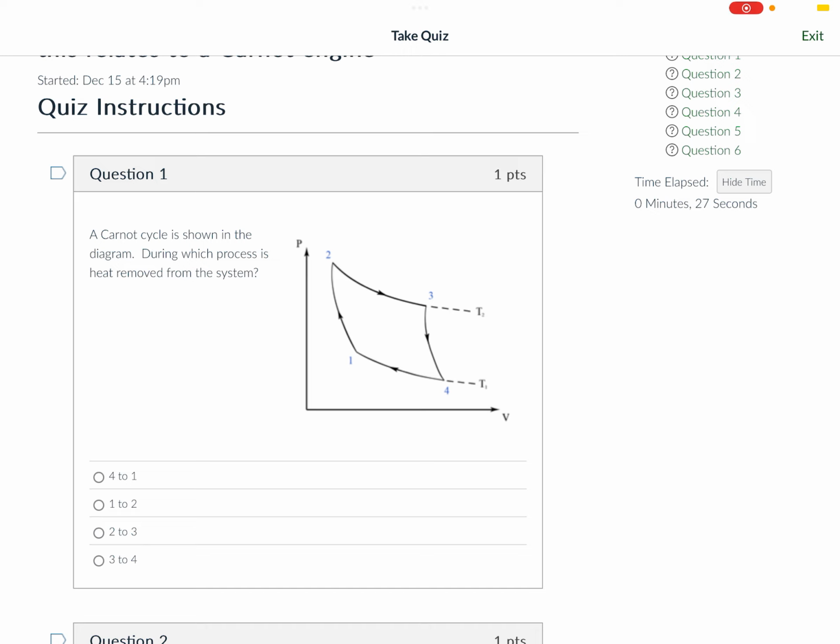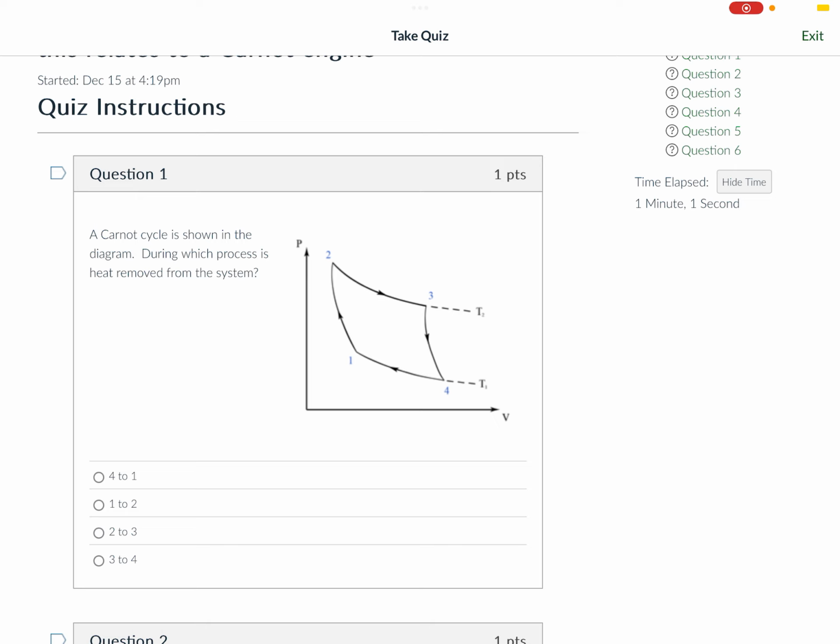So remember, Carnot cycles have four parts. Two of the parts are your isothermal processes, and two of the parts are your, what do you call it? I always forget, it's adiabatic. During the adiabatic processes, no heat is entering or leaving the system. So keep that in mind. It's definitely not going to be one of those.